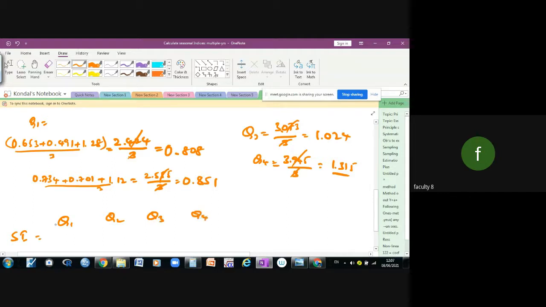Here you can write the seasonal indices for the first quarter, second quarter, third quarter, and fourth quarter. For the first quarter, you got 0.808. For the second quarter, 0.851. For the third quarter, 1.024. For the fourth quarter, 1.315. So this is the answer. How can we calculate the seasonal indices?